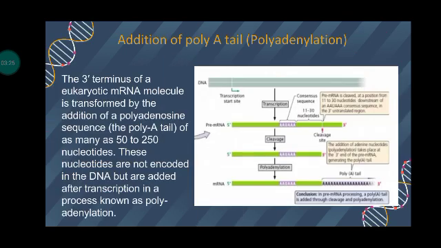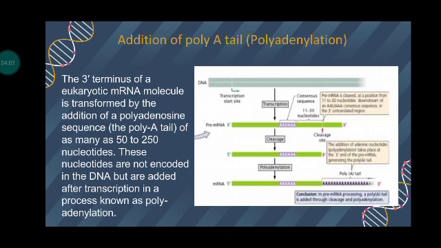The second modification done in mRNA is addition of a poly A tail. This happens at the 3' terminus. Capping happened at the 5' terminus, and addition of the poly A tail happens at the 3' terminus of the eukaryotic mRNA molecule. A polyadenosine sequence, that is the poly A tail, of as many as 50 to 250 nucleotides is added. These nucleotides are not encoded in the DNA but are added after transcription. This process is also known as polyadenylation.